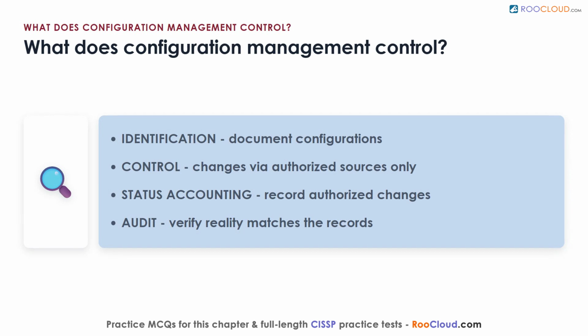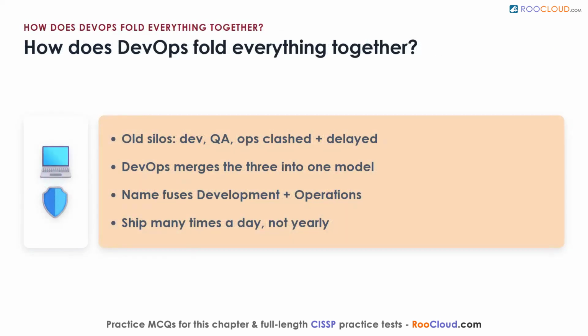Think of it as an inventory system for software versions, one that not only records what should be running, but regularly verifies that reality agrees. How does the DevOps approach fold everything together? For years, software development, quality assurance, and operations sat in separate silos that often clashed, throwing problems over the fence and delaying releases. DevOps merges these three functions into one cooperative model, and its very name fuses development and operations to signal that they must work as one.